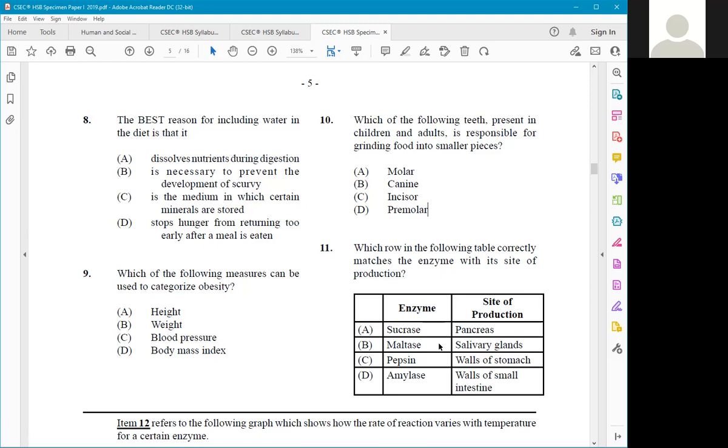Maltase, so pepsin, walls of stomach, amylase, walls of stomach, walls of small intestines. I got that wrong. In the salivary glands, you have salivary amylase, and the walls of the small intestines, no, it is the pancreas that secretes the pancreatic amylase and so on.